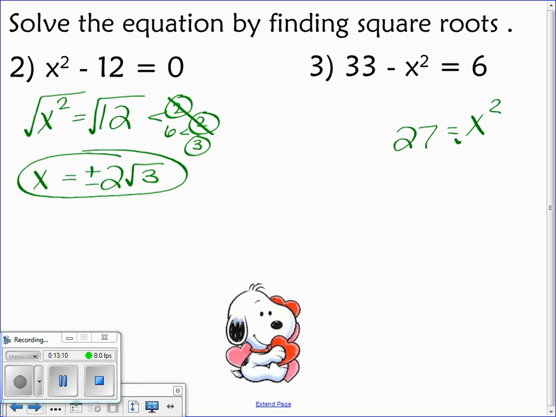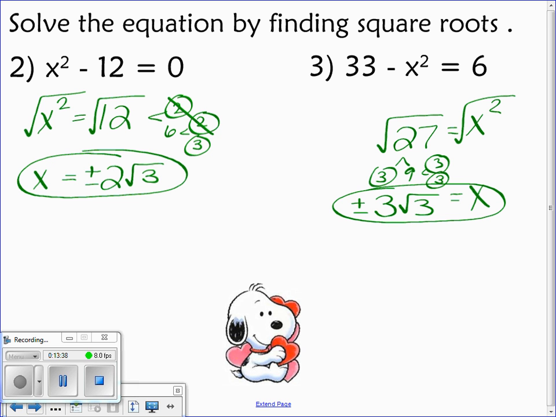Okay, so let's take the square root of both sides. Square root of x squared. Square root of 27. Is it pretty? No. So what do we have to do? Factor tree. 3 and 9. 3 and 3. So what do we get? How many answers did you just give me? Plus minus.